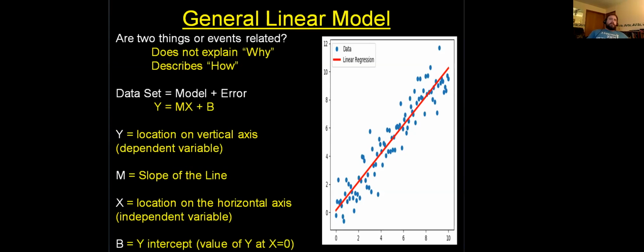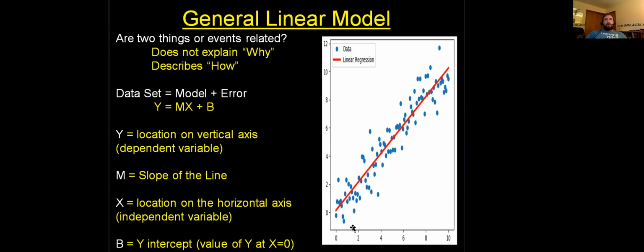Quick bit of defining here: y is location on the vertical axis. M is the slope of your line. That's the one we're going to be trying to determine for the most part. X is location on the horizontal axis, and b in this linear model is the y-intercept. In other words, where does that line cross the y-axis when x equals 0?